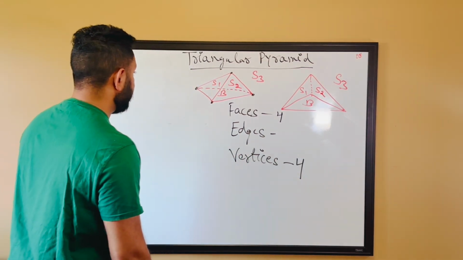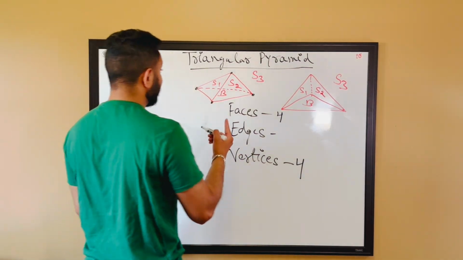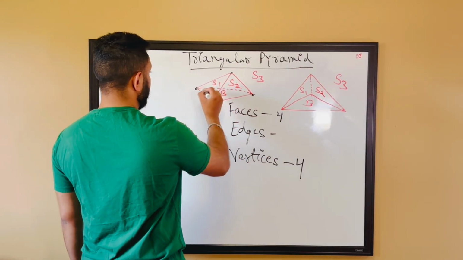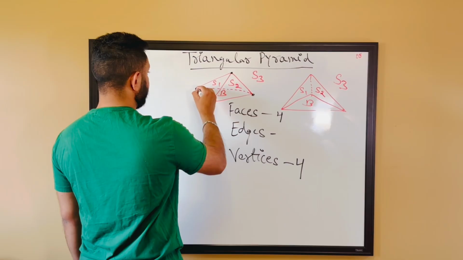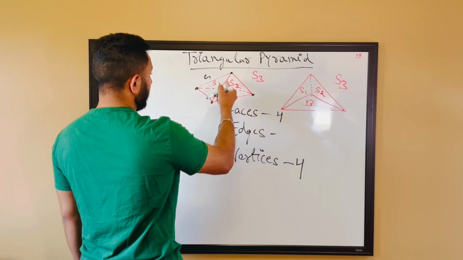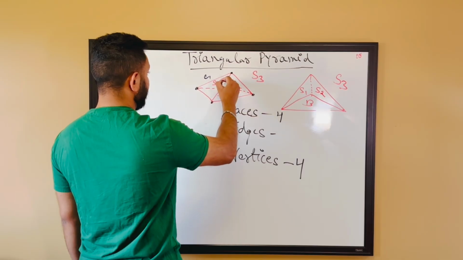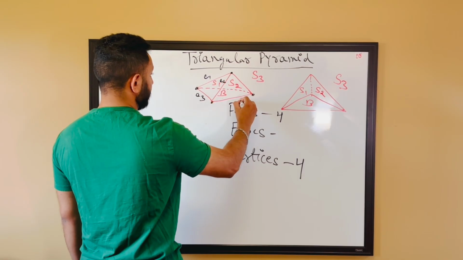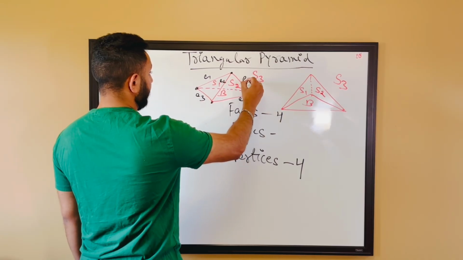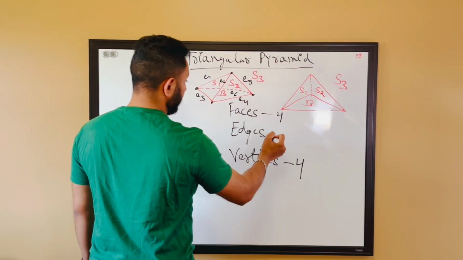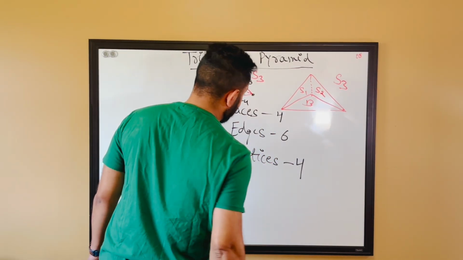And now move to the edges. Edges are the lines that connect two vertices. So for example, if we talk about these two vertices, this is the first edge, and this is the second edge, and this is third, and this is fourth, and this is fifth, and this dotted one, this is sixth. So it has 6 edges.